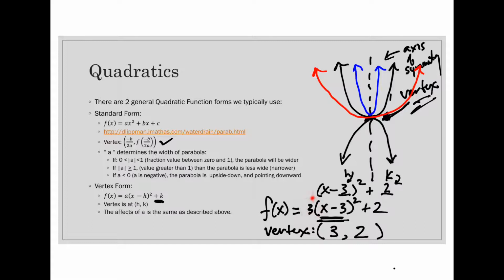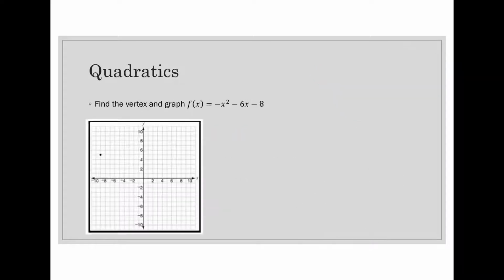The 3 out front here tells me that once I start plotting things out, it's going to be much narrower. So it's going to get really steep really fast, something more along the lines of the blue here, as opposed to the red. If this was 1/3 rather than 3, now we have a value that's between 0 and 1, and so we know that it would be a wider parabola.